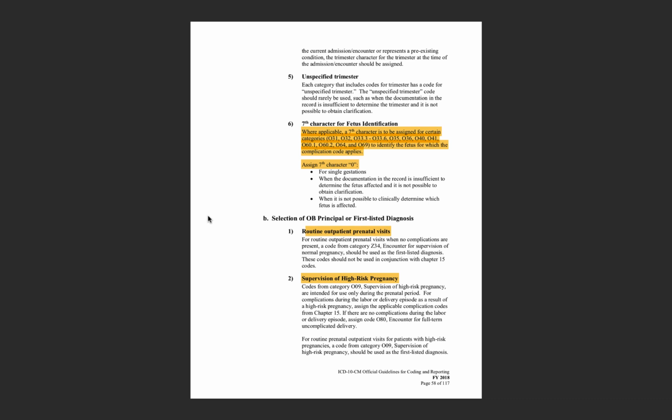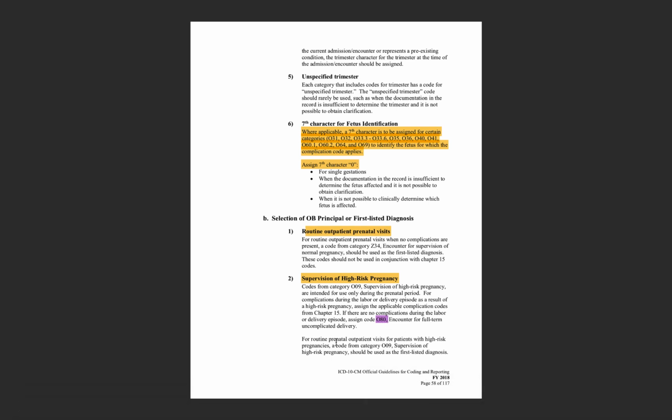Supervision of high-risk pregnancy. Codes from category O09, Supervision of high-risk pregnancy, are intended for use only during the prenatal period. For complications during a labor or delivery episode as a result of a high-risk pregnancy, assign the applicable complication codes from Chapter 15. If there are no complication codes during the labor or delivery episode, assign O80. That's important. So that would be on any encounter with a normal pregnancy during labor.